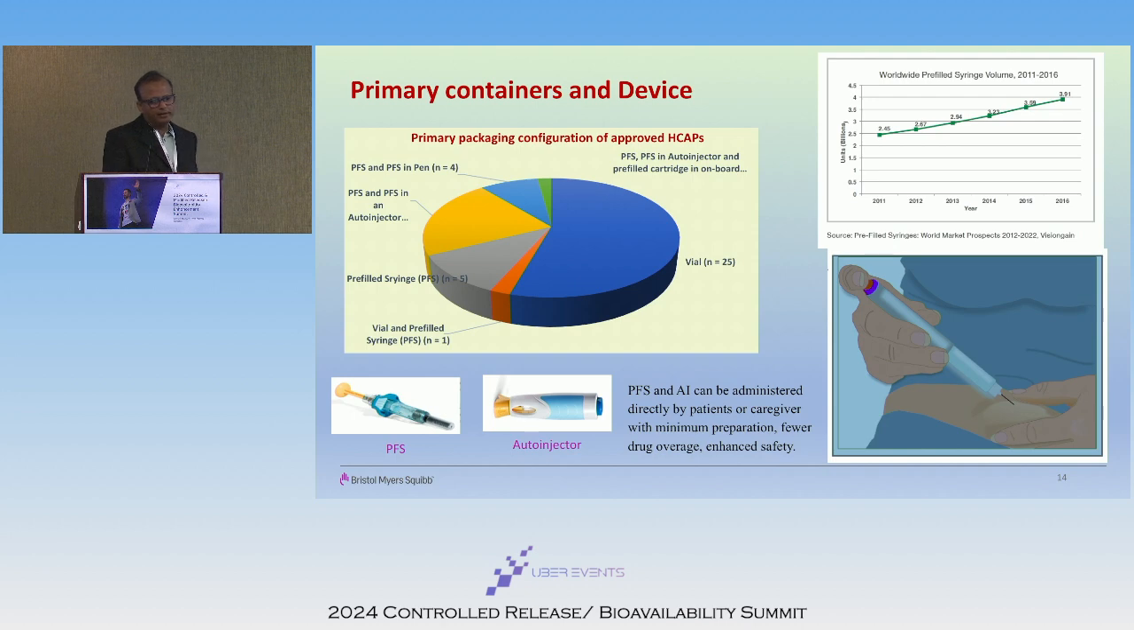So let's now go to the primary containers and the device part for the volume. Again, for all the high-concentration antibodies, we have seen there are the vials, the PFS (prefilled syringe), and the auto-injectors. But now we are going in a different direction. We have more of the patch pump and the infusion pump, so those are needed.